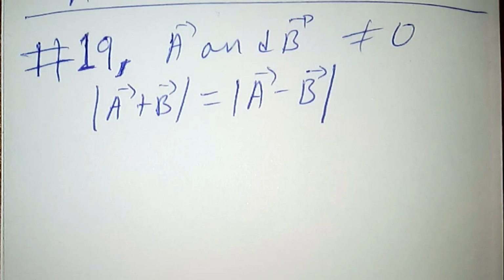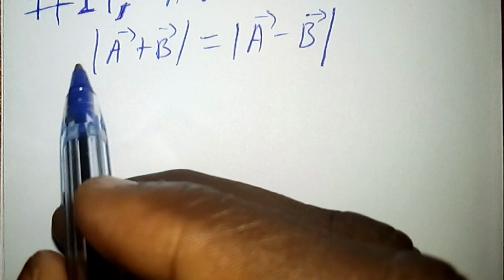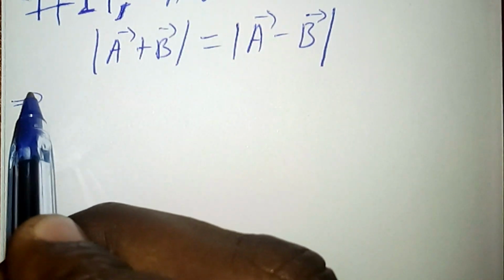For two non-zero vectors A and B, both different from 0, if the sum and the difference of the two vectors are equal in magnitude, what can you conclude about these two vectors? It is obvious that if the sum and the difference of two vectors are equal in magnitude, the vectors are orthogonal or perpendicular to each other.